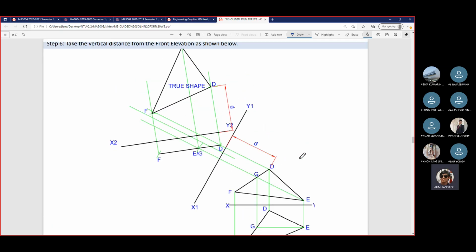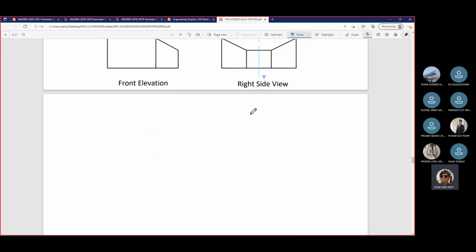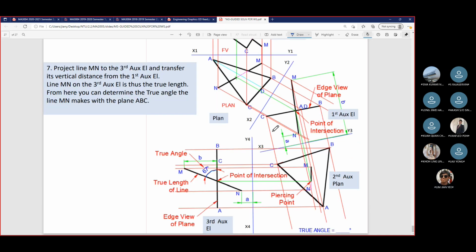Can you all understand this one? This is the paper edge view. The view from the paper's edge. Oh wait, is it possible? Wait, when was this? Repeat from the second auxiliary plane to third auxiliary plane for the bottom one. Okay.